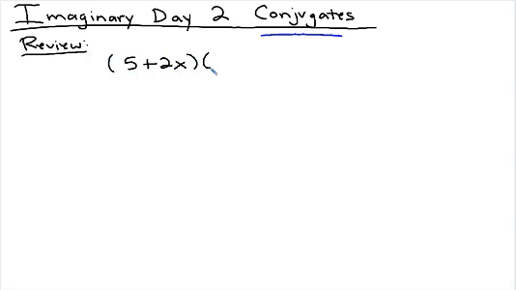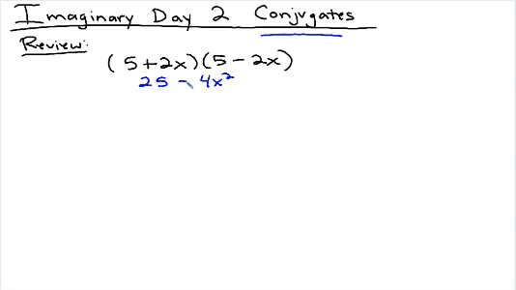If I multiply 5 plus 2x times 5 minus 2x, we learned a shortcut for that we call the difference of two squares. And we don't have to do FOIL. We can just square the 5, make it 25, square the 2x, make it 4x squared, and put a minus between them. It's called the difference of two squares.